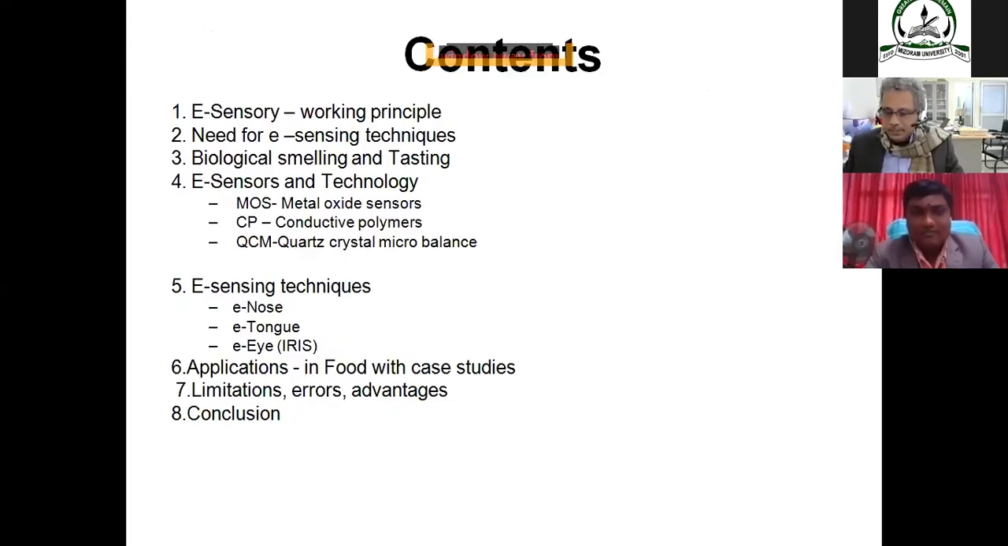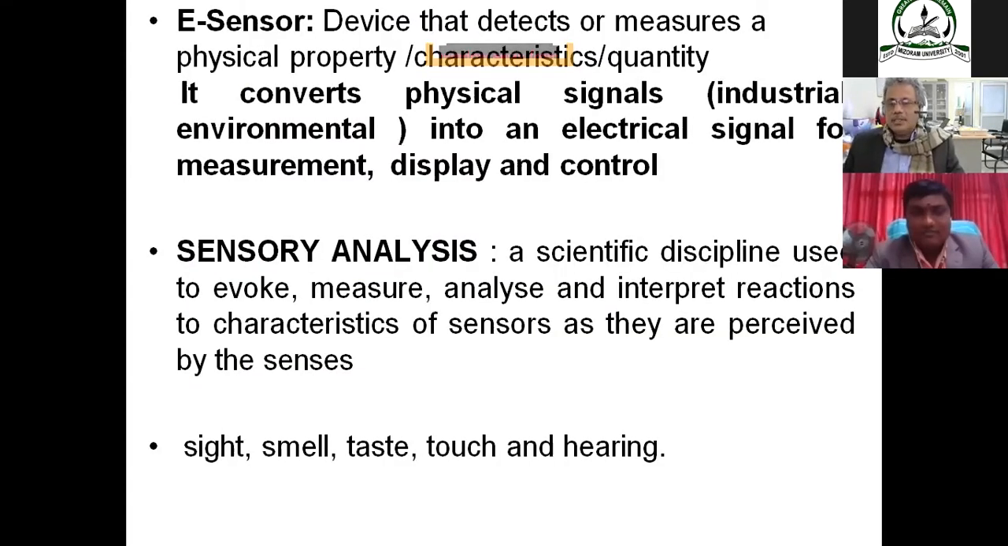What is e-sensing? Basically, it converts a physical signal into an electrical signal for measurement, analysis, and display control. It is very easy to display in electrical form. That is why we need to convert any physical signal to an electrical signal. That is the purpose of a sensor.